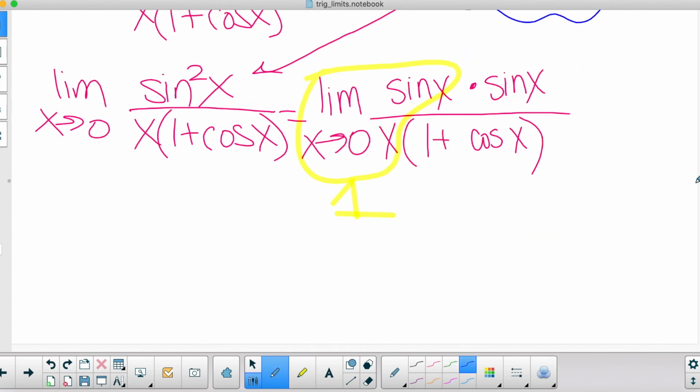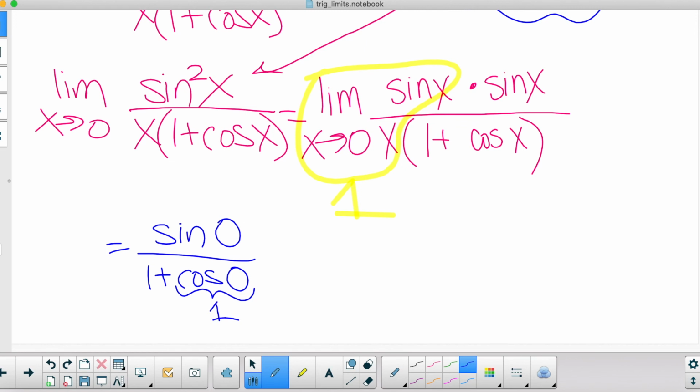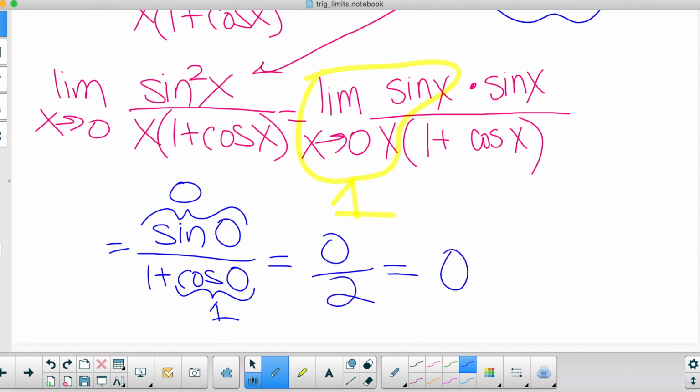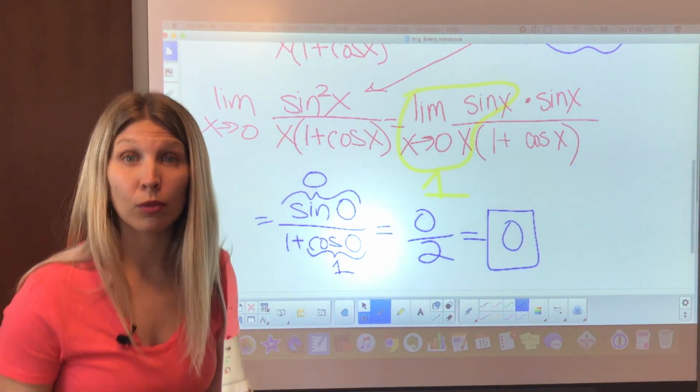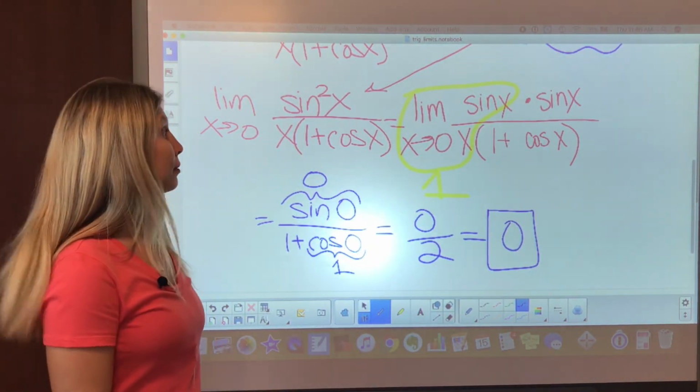So now what we can do is go ahead and plug in our x value of 0. We have sine of 0 all over 1 plus cosine of 0. Well, cosine of 0 is 1, and sine of 0 is 0. So you have 0 over 2 in the denominator, which gives you a total of 0. All that work for 0. All of that. Wasn't that a fun one?